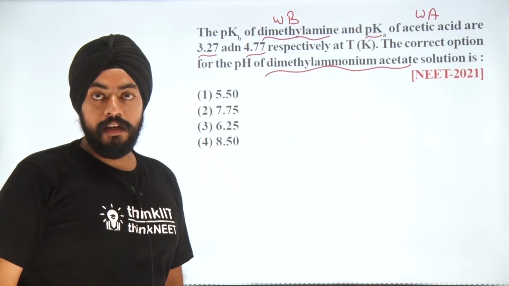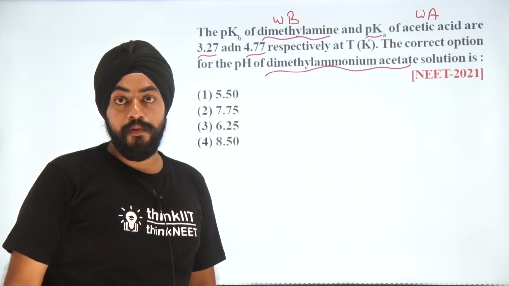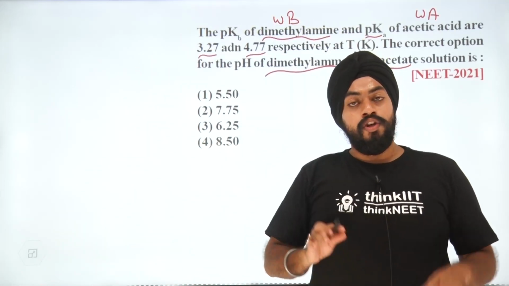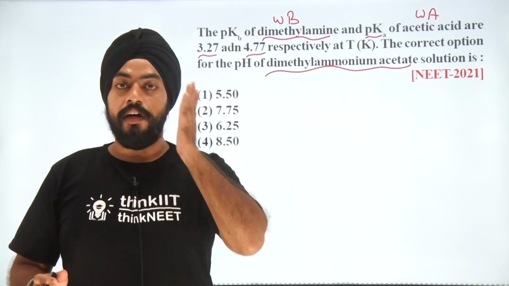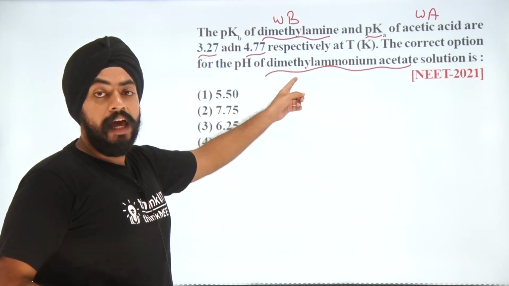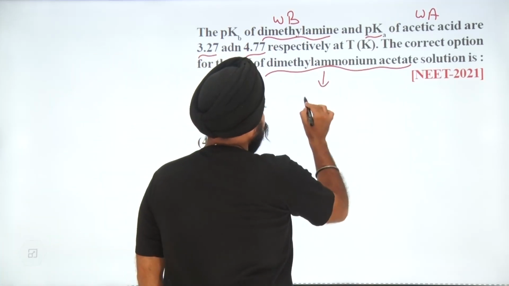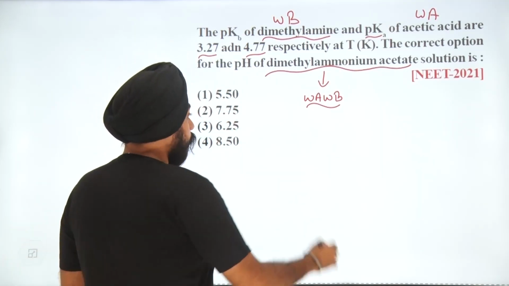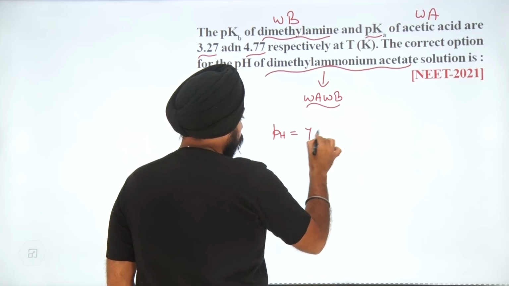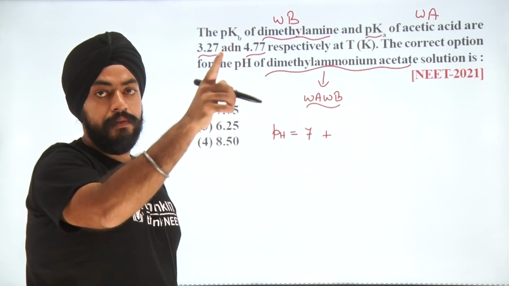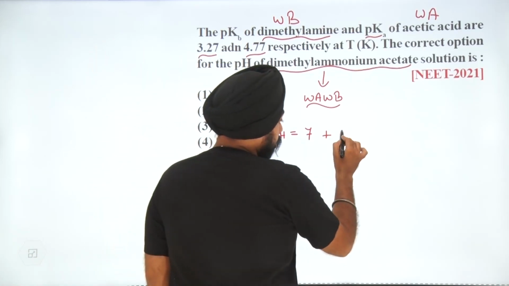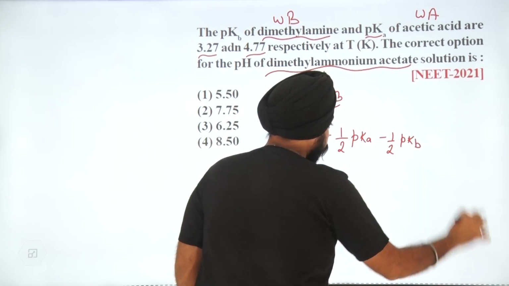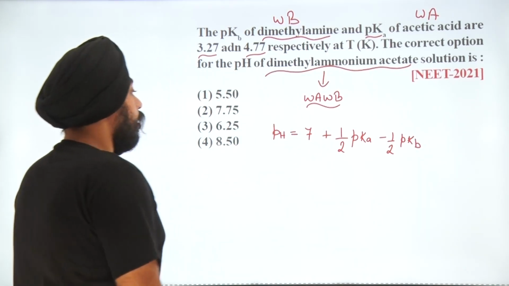When a weak acid reacts with a weak base, a salt of WaWb type will be formed over here. We have not been given any condition that one is in excess or one is limiting, so we'll consider the question to be of a salt hydrolysis part only. The salt getting formed, dimethyl ammonium acetate, belongs to a WaWb type, and for WaWb type, the pH formula comes out to be 7 plus, considering it to be 25 degrees Celsius, 1 by 2 pKa minus 1 by 2 pKb.